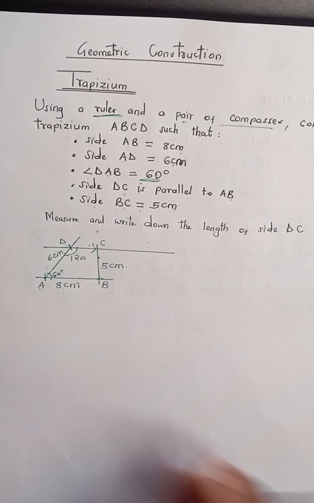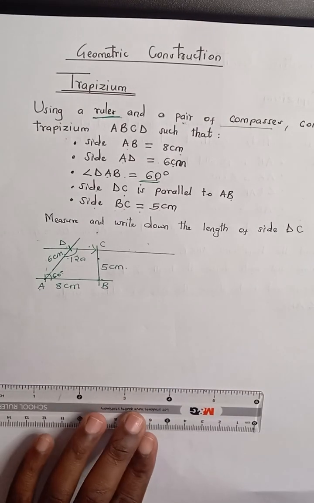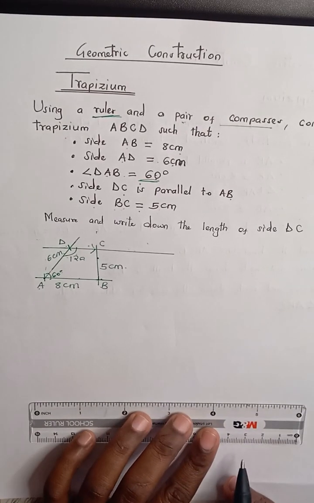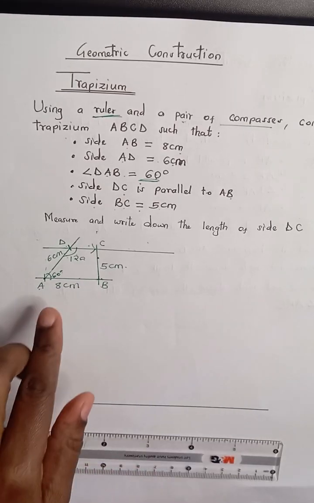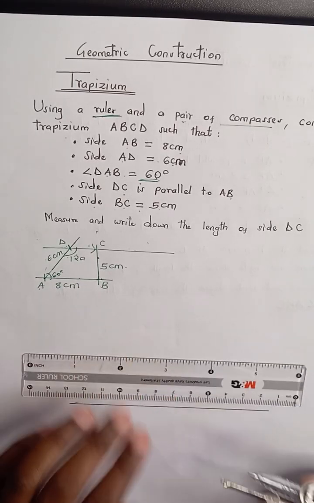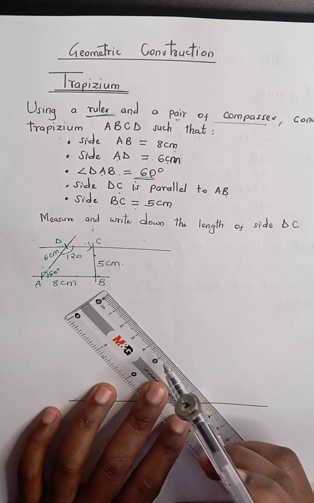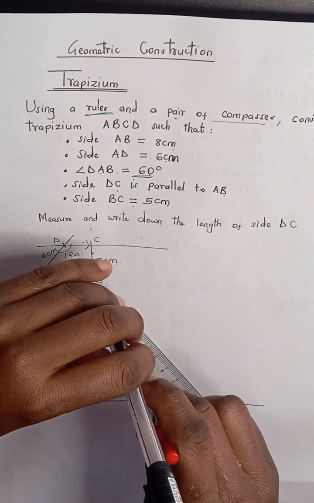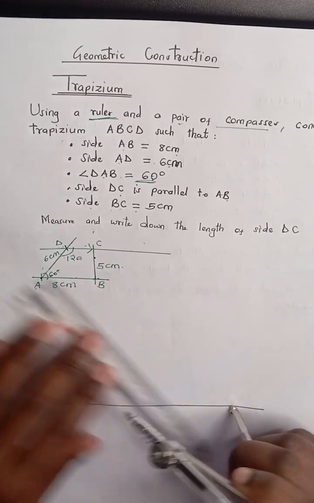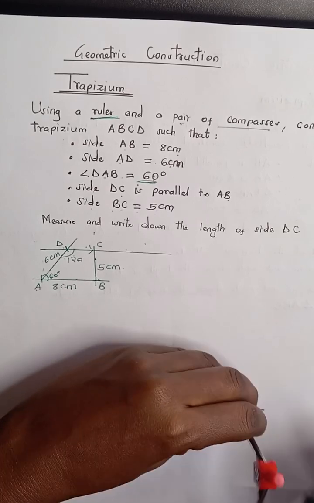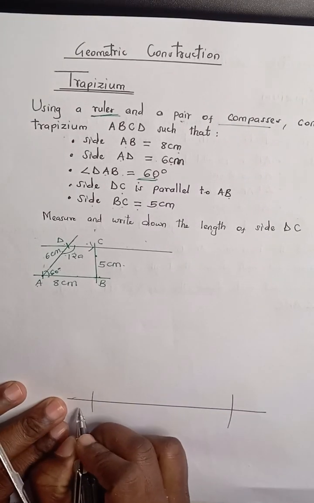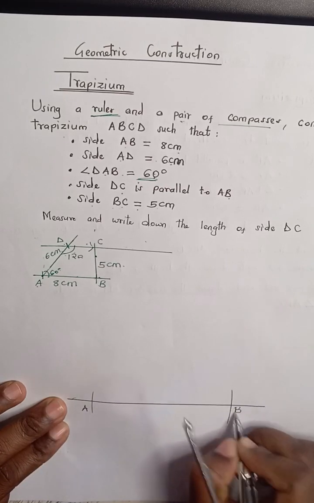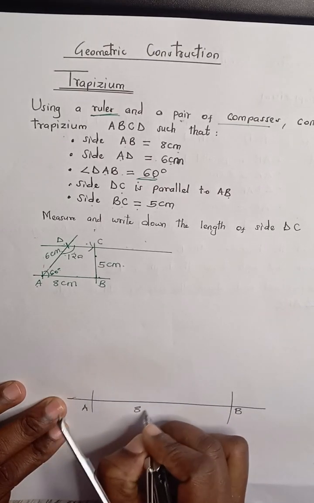Now let's construct it. First we start by drawing the horizontal line, which is AB, and we are given the measurement as 8 centimeters. We measure 8 centimeters using our ruler. That's how you make your 8 centimeters, and this is A, this is B, 8 centimeters.